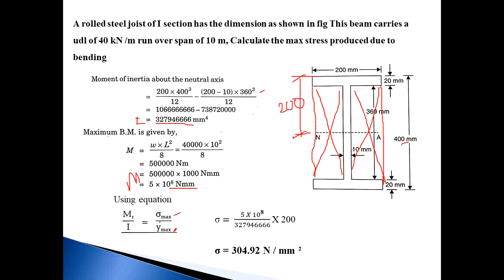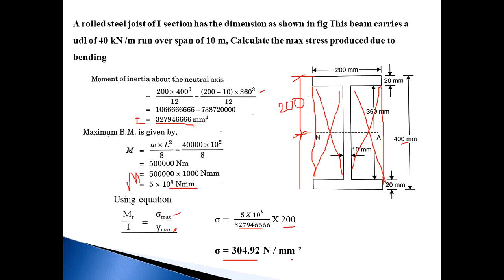So sigma max is equal to M upon I into Y. M is equal to 5 into 10 raised to 8, divided by the moment of inertia value, into Y max, that is 200. So sigma becomes 304.92 Newton per mm square. At top and bottom the values are the same: the overall depth is 400, and from the neutral axis the top fiber is 200 and the bottom fiber is 200. So the stress in tension as well as in compression has the same value, that is 304.92 Newton per mm square.